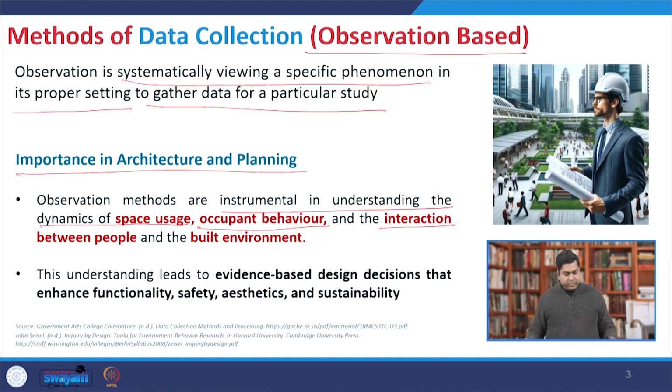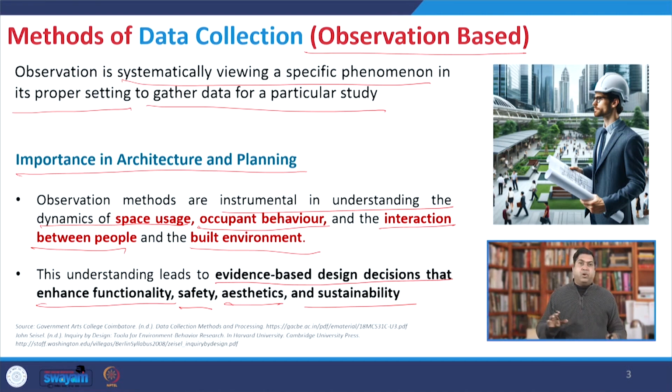It is also the interaction between people and the built environment. So, it is one example on the architectural and built environment side. The understanding of this particular observation based survey leads to evidence based design decisions that enhance functionality of the space, safety, and also the aesthetics, and that leads even when we talk about sustainability and all. So, this kind of approach can also help to qualitatively measure those kinds of aspects.